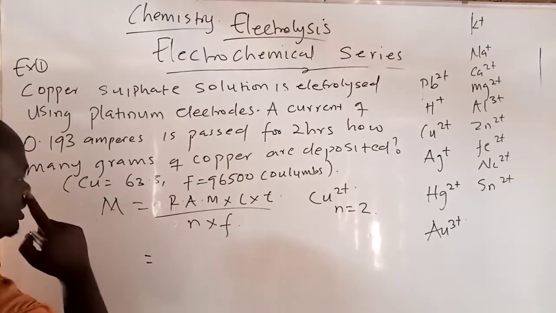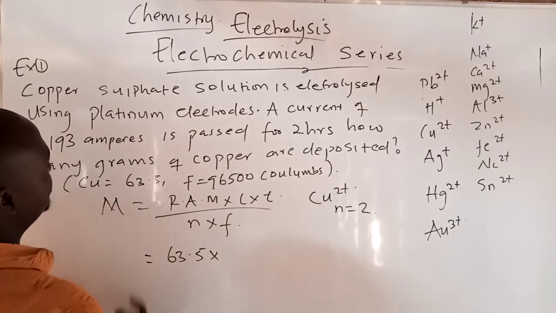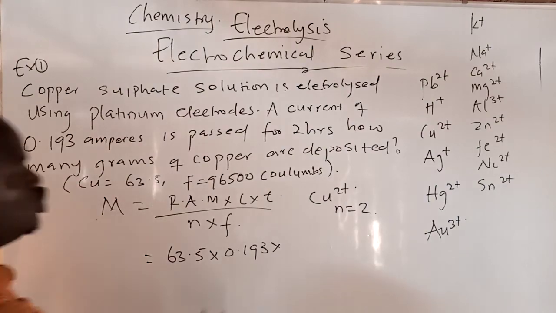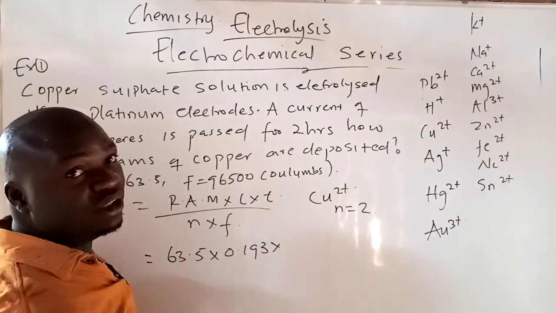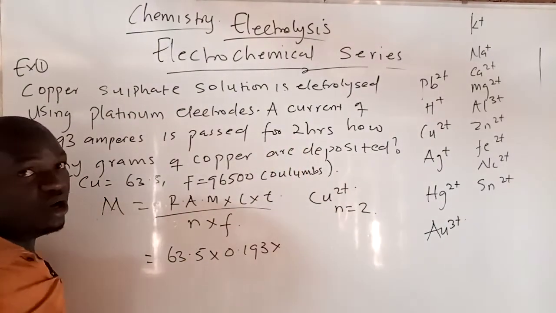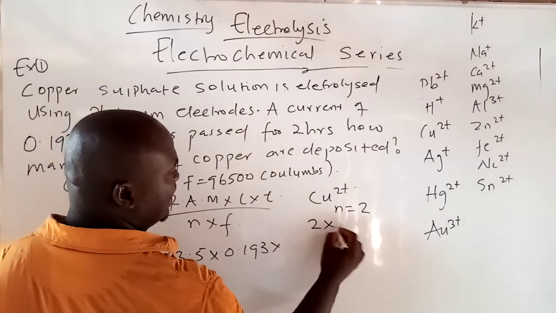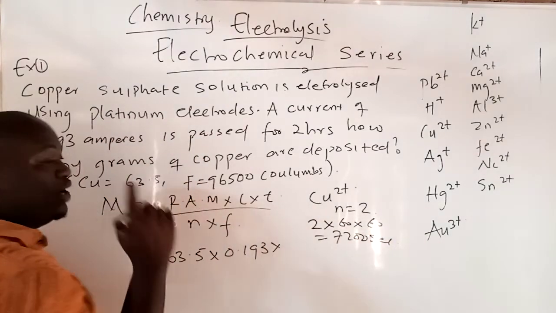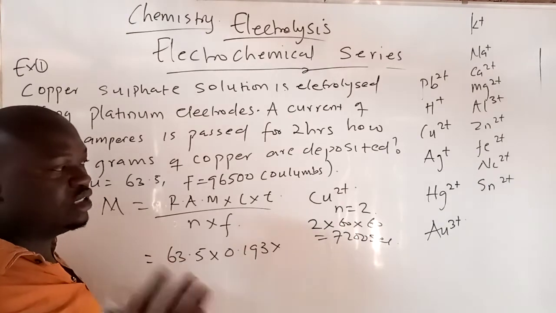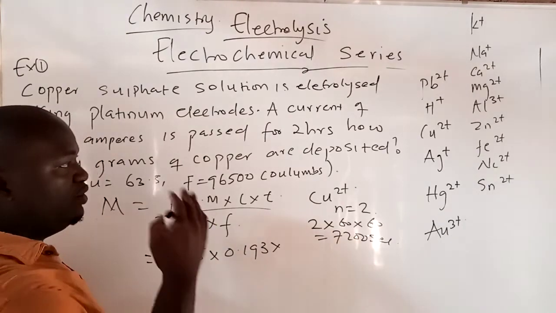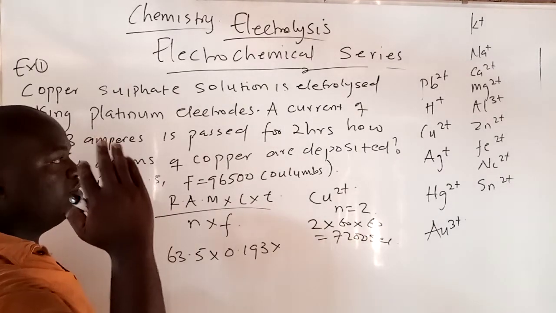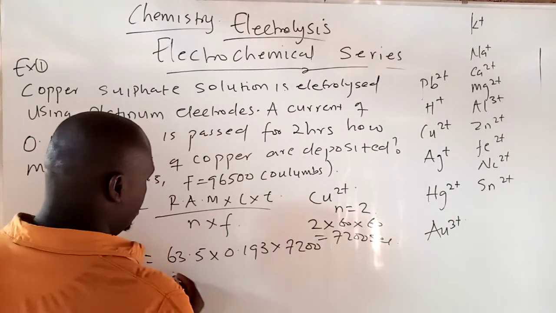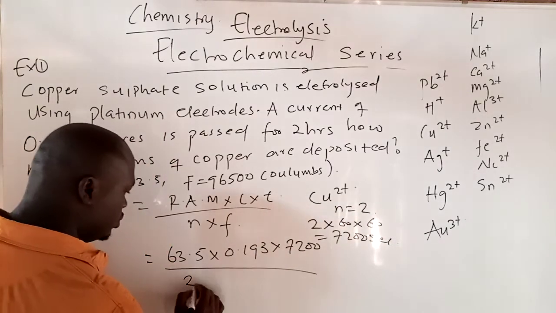So the relative atomic mass is 63.5. Your current has already been given in amperes, which is 0.193, times your time, which is 2 hours. Now look, your time has to be in seconds, so for you to convert your time from hours to seconds, you say 2 times 60 times 60, and that will give you 7,200 seconds. If your time is in minutes and you want to convert it to seconds, you multiply by 60. If your time is in hours and you want to convert it to seconds, you multiply by 60 times 60. So this is 7,200. You divide by the number of charges of copper, which is 2. Your F is what?